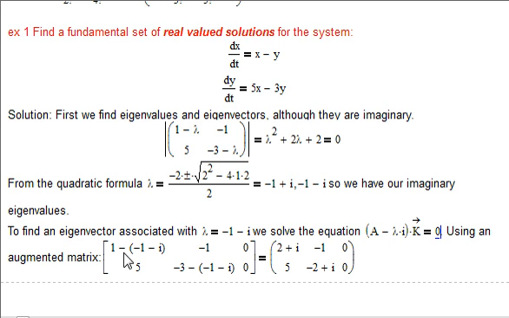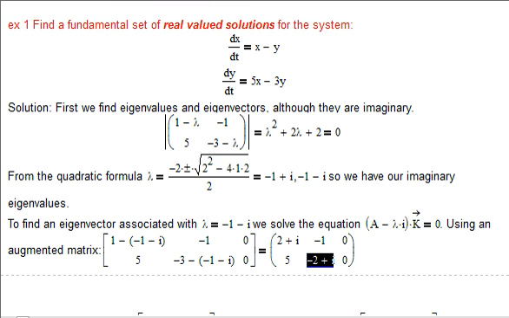and this is 1 minus lambda, that's 1 minus (-1 minus i), and this is -3 minus (-1 minus i). Simplifying that, the augmented matrix is 2 plus i, -1, 0, 5, -2 plus i, 0. See this -2 plus i? Hopefully you can see that. That's what I have written there. So, okay, that is tricky.